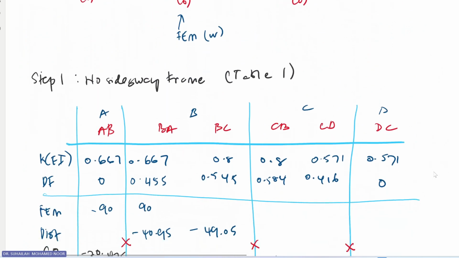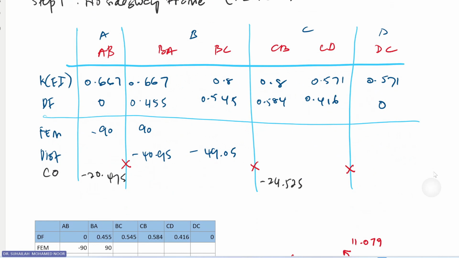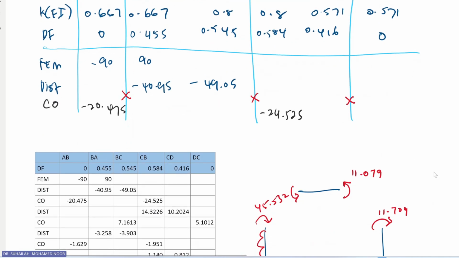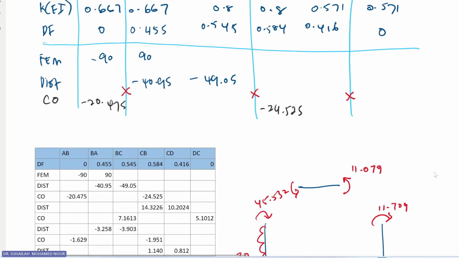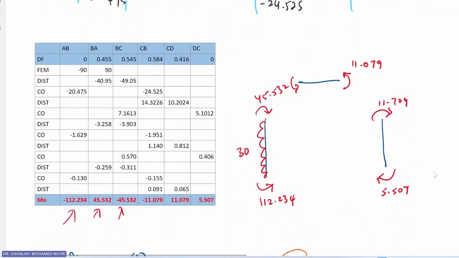So how do we calculate the restraining force? This is the table. As usual, in the table we have to calculate K and the distribution factor, and then using the 30 kilonewton per meter UDL along member AB, we get negative 90 and 90. We put these into the table and complete the moment distribution. This is table number 1. We do the distribution process, and then we carry over the value. Remember, the carryover factor is all 0.5 in this case.